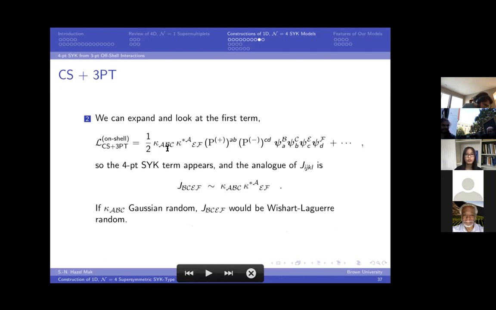And then you see this thing, because the kappa is arbitrary, we can choose it to be Gaussian random. Then you see one of the indices here actually contracts with each other, and these are complex conjugates of each other. So if we choose this to be Gaussian random, then this J will be Wishart-Laguerre random. So we get back something that occurs in the 1D N equals 1 and N equals 2 SYK models in the literature. So this is indeed the SYK term.